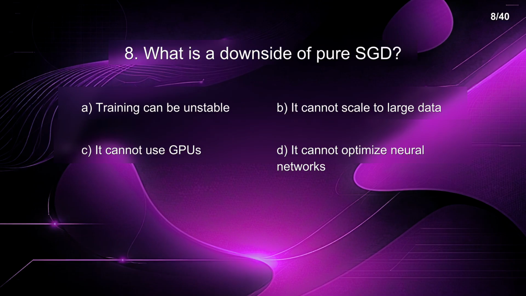Eighth question. What is a downside of pure SGD? A. Training can be unstable. B. It cannot scale to large data. C. It cannot use GPUs. D. It cannot optimize neural networks. Correct answer is A. Training can be unstable.